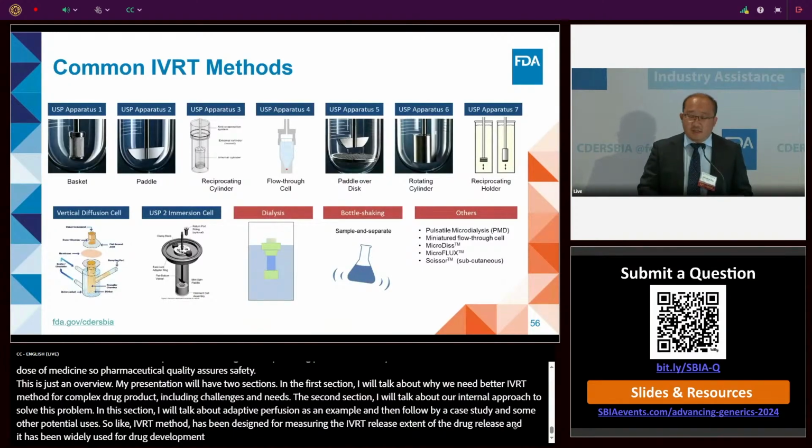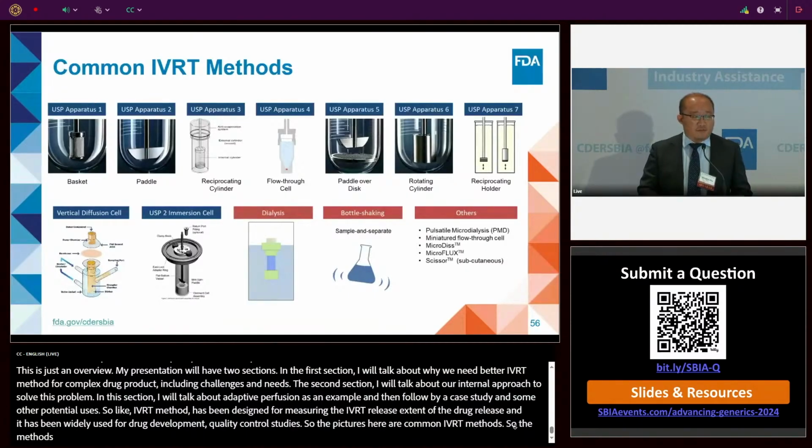So the pictures here are common IVRT methods. The methods with blue name tags are compendial methods, for example, USP apparatus 1, 2, and 7, and the methods with red name tags are the non-compendial methods. Both of them can be used to measure the in vitro release behavior for complex drug products.